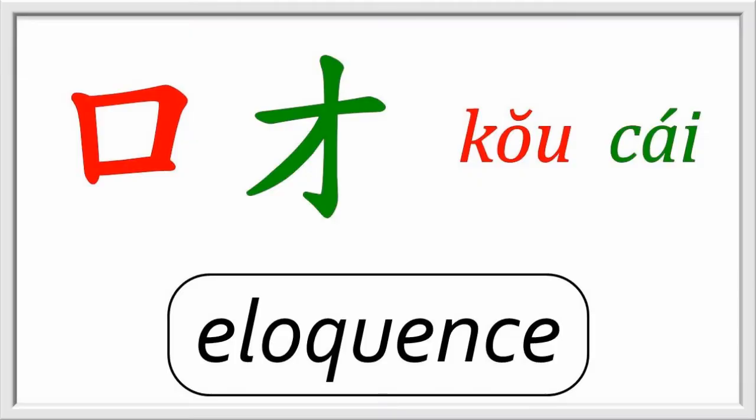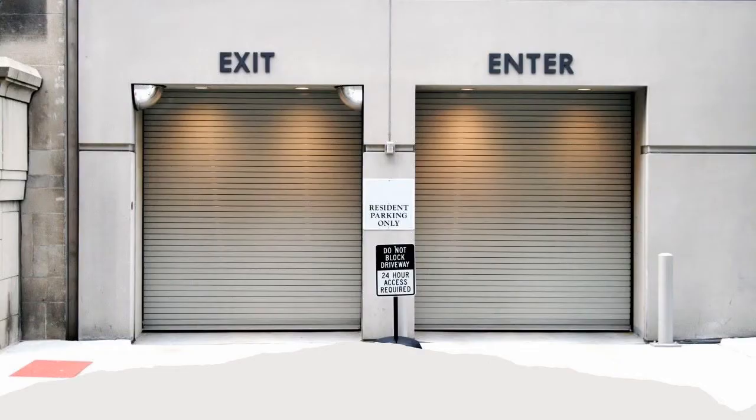Our first phrase is kou cai, meaning eloquence in speaking, literally oral skill, oral talent. This character is often encountered in daily life, for example when parking a car.